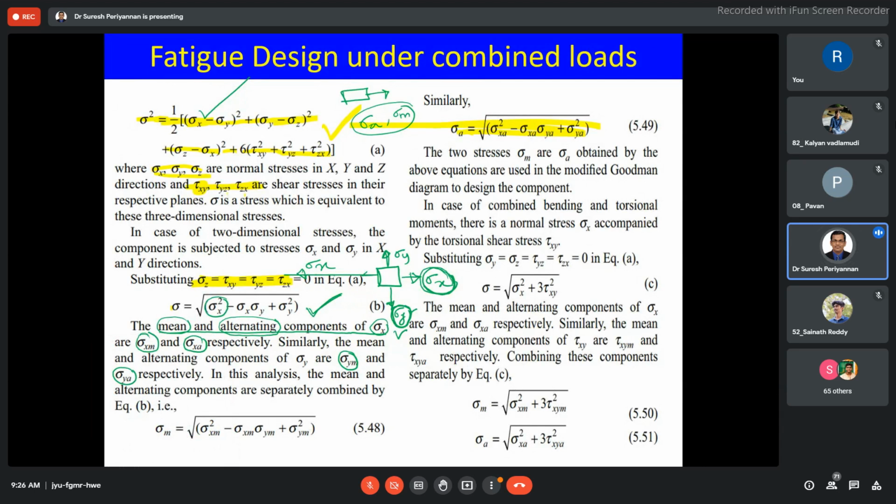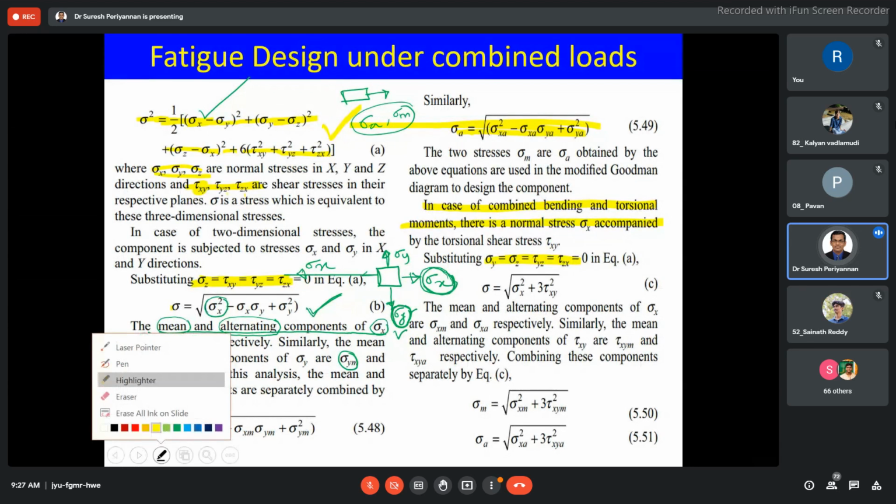Okay, now come to this second case, combined bending and torsional moment. When you are considering combined bending and torsional moment, from the main equation you take sigma z, tau yz, tau zx as 0. Then if you consider these components to be 0, bending as well as shear is going to be there. Bending, you may consider as sigma x.